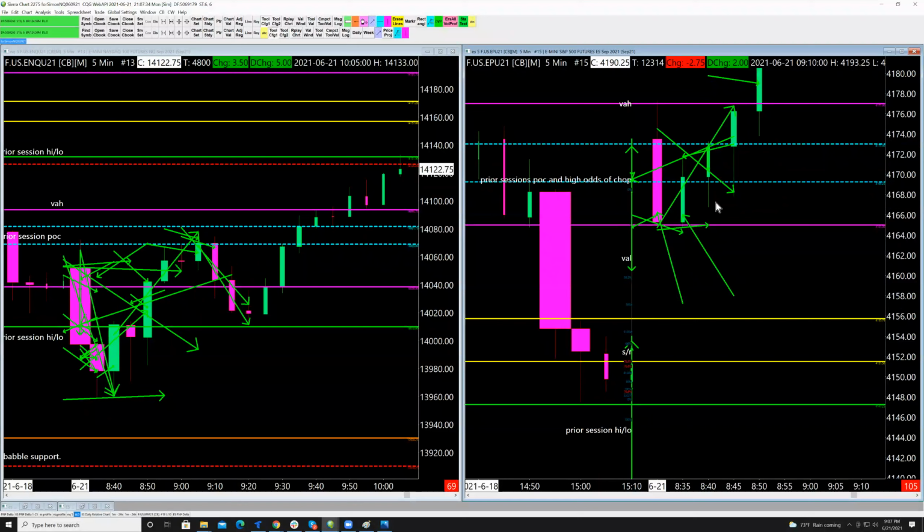I can't tell if it's short or long or which one is. And if you can, kudos to you. I have no problem with the long. ES is fairly easy to tell by 9 o'clock that it was trend day up, right? But NQ was not all that easy to tell.